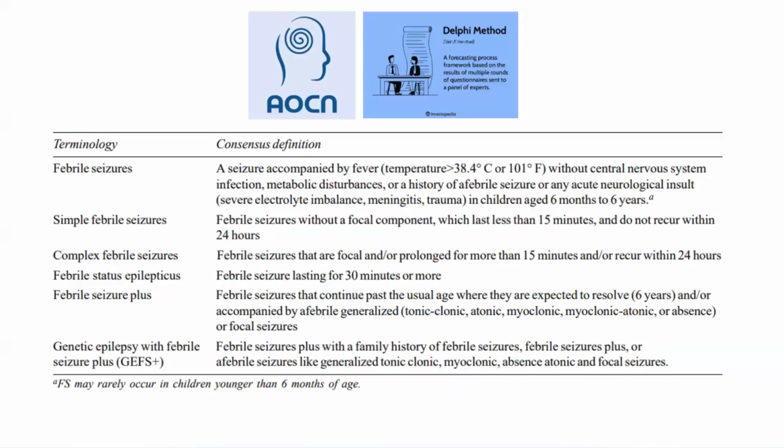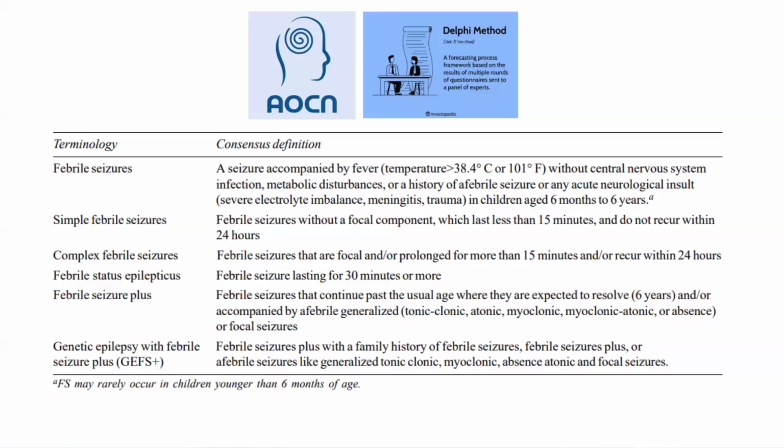So you have three criteria. A simple febrile seizure should be a generalized seizure, the seizure should last less than 5 minutes, and that seizure should not recur within 24 hours. If you see, the definition still says 15 minutes. The reason behind this: when the definition for status epilepticus changed, that itself is an implied statement that a febrile status also is for 5 minutes. But they have not changed it in the literature.